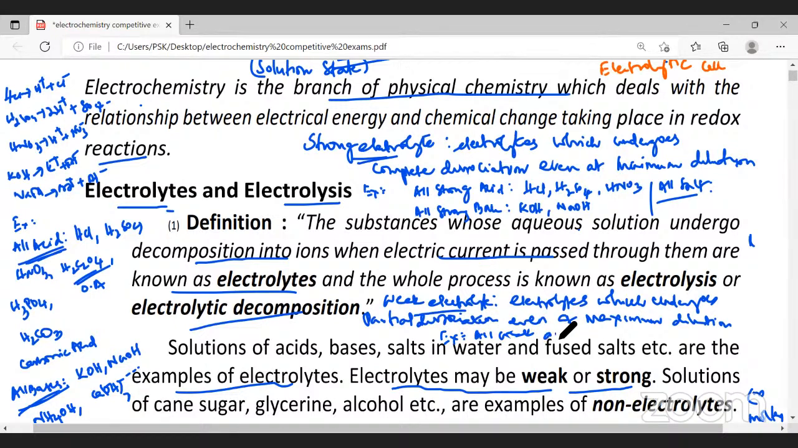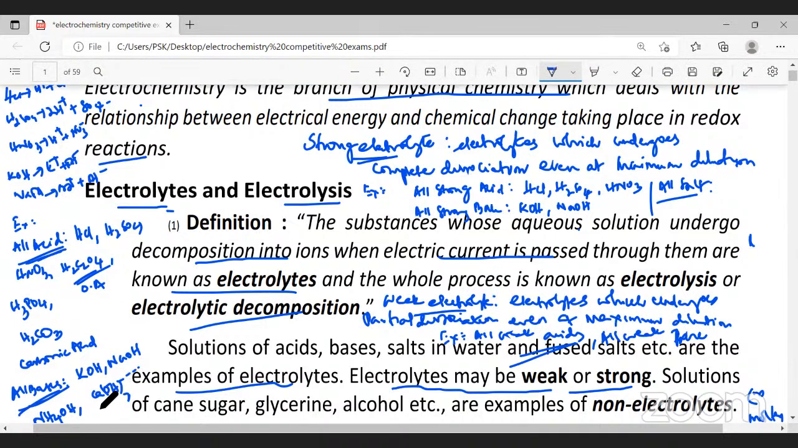When we say all weak acids, excepting HCl, H2SO4 and HNO3, all the other acids are examples of weak acids, weak electrolytes. Likewise, all weak bases. Excepting NaOH and KOH, all the other bases are examples of weak electrolytes. Did you follow this, students? Yes, sir.